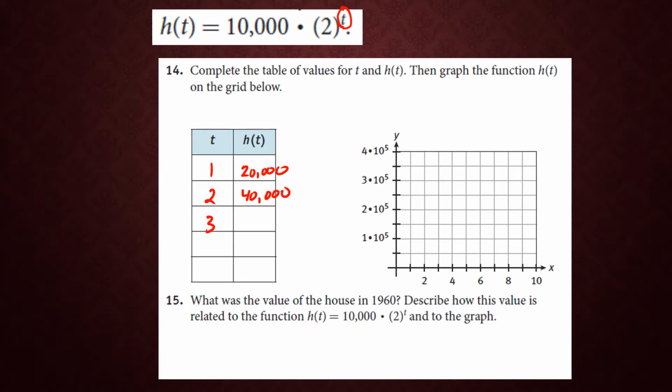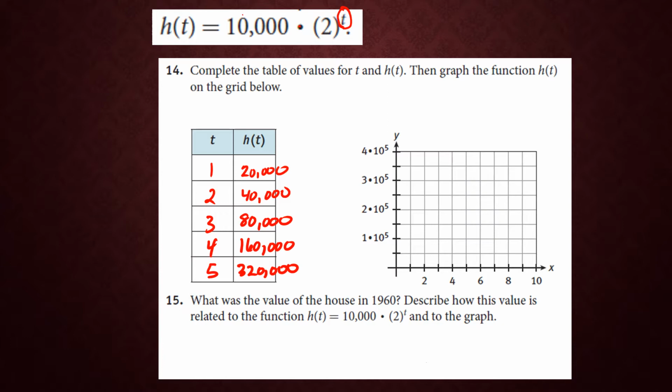So if t was 3, 2 to the third is 8. And 8 times 10,000 would be 80,000. 2 to the fourth power would be 16. And 16 times 10,000 would be 160,000. And 2 to the fifth power is 32 times 10,000 would be 320,000. So we're going to graph it.